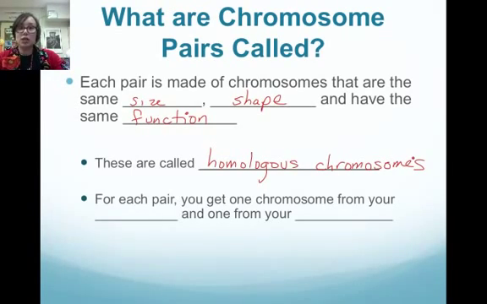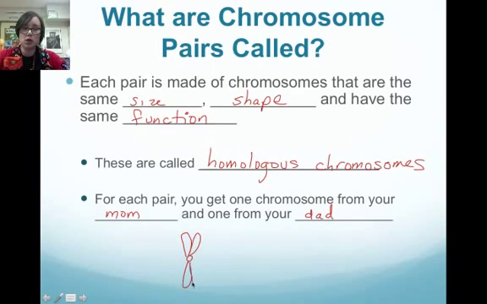And now the next thing that we need you to understand is that you get each half of the pair from two different individuals in sexual reproduction. So for you, humans, for each pair you get one chromosome from your mom, and the other chromosome you get from your dad. So let me quickly draw you what this might look like. So here's one chromosome. And this chromosome has a twin that's roughly the same size, shape, and controls the same function. And because they're roughly the same size, shape, and control the same function, we can say that these two chromosomes are homologous chromosomes or homologous pairs. And we know that one came from mom and the other one came from dad.